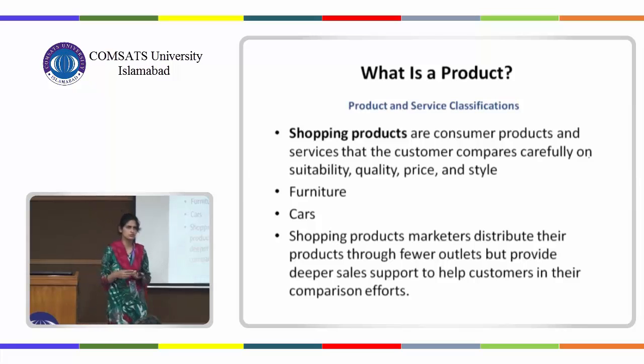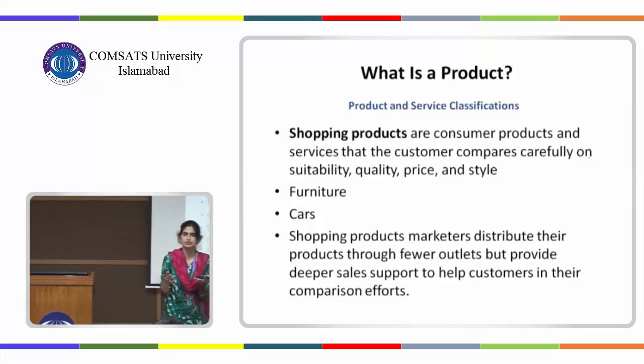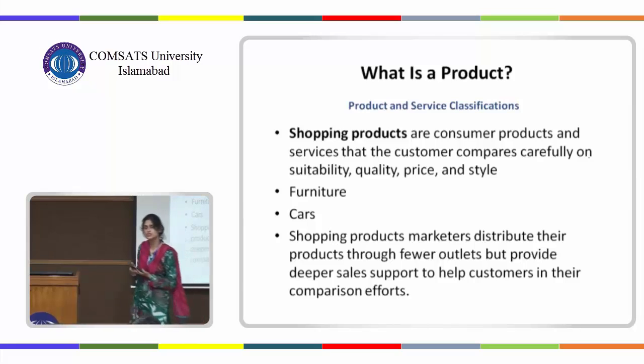You buy furniture, you use it for, let's say, 10 years, you dispose it off. So this is a product that you don't buy very often. You buy yourself a really expensive designer shirt, that could be a shopping product, right? You don't buy a designer dress every now and then. You buy it less often than convenience products.